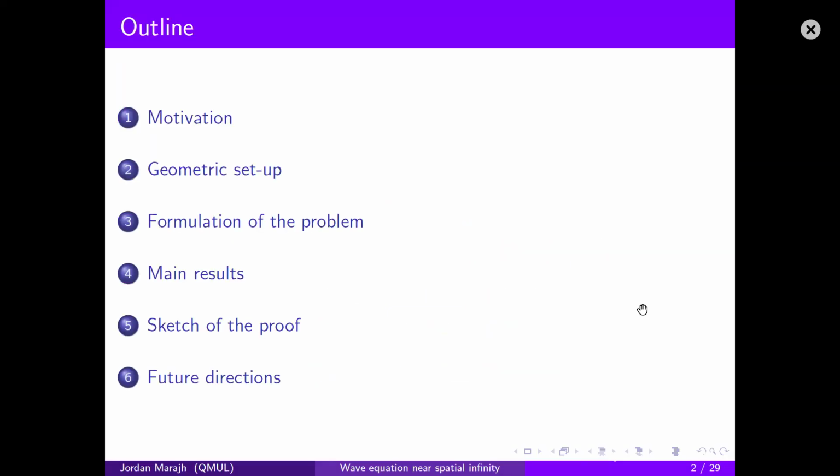Okay, but here's the rough outline for the talk. I'm going to give some motivation, some of the geometric setup that's in the problem, and how we actually phrase the problem. I'll talk about some main results and maybe a little bit about the sketch of the proof. Some of the technical details aren't so important, but I think it's good to have an idea of where they come from, and some future directions and stuff that I'm working on now. So let's go.